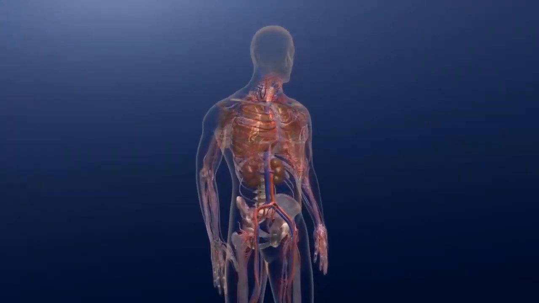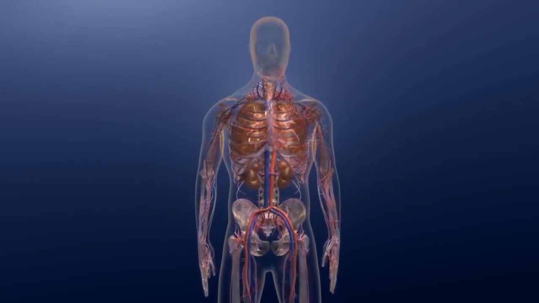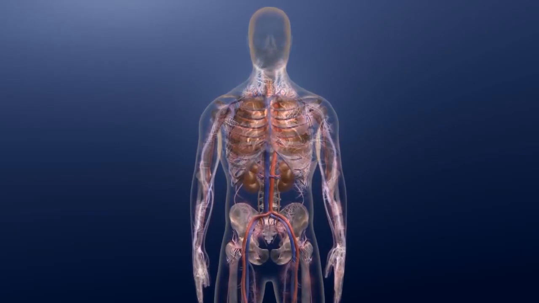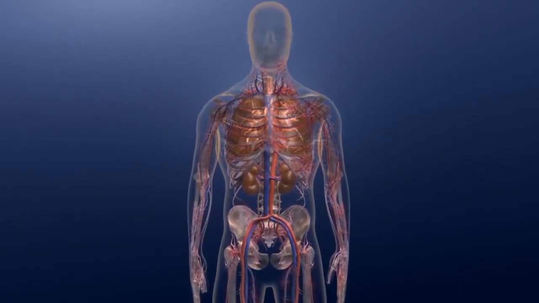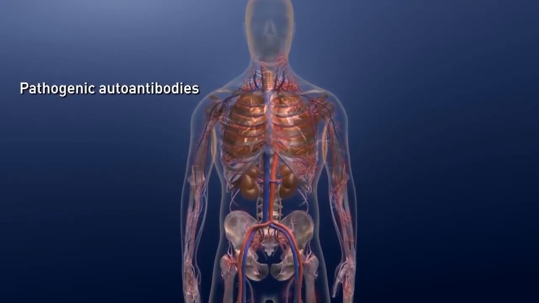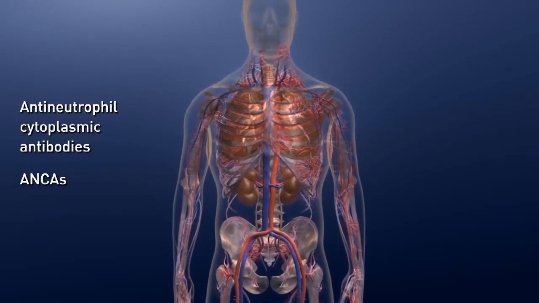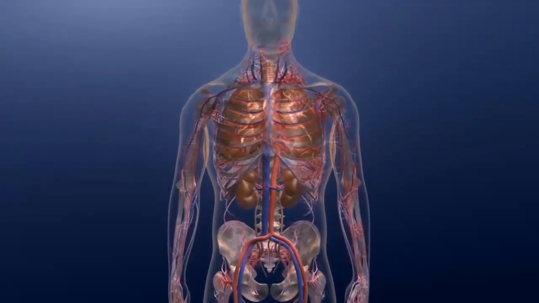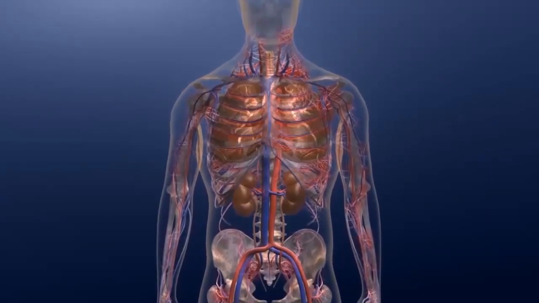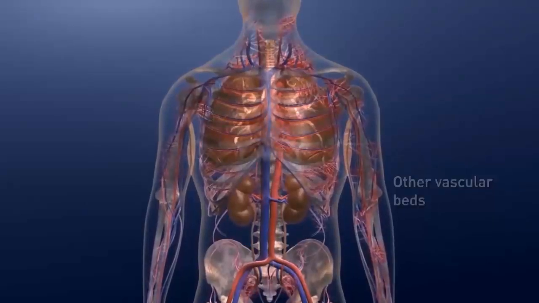ANCA-associated vasculitis, or AAV, is a rare disorder that may affect many organs of the body by attacking the blood vessels, most often the small blood vessels. A hallmark of this vascular disease is the presence of pathogenic autoantibody called anti-neutrophil cytoplasmic antibodies, or ANCAs. AAV often involves the blood vessels of the lungs and kidneys, but it can also cause damage to the blood vessels in the skin, eyes, and other vascular beds.